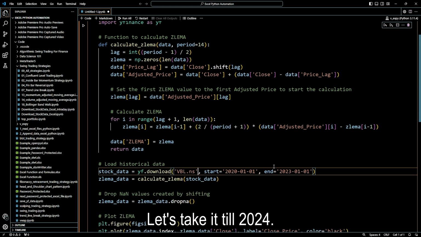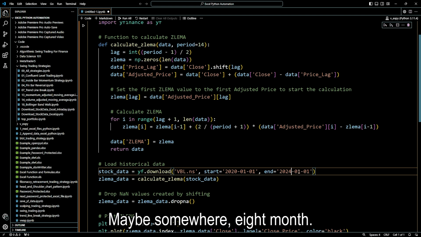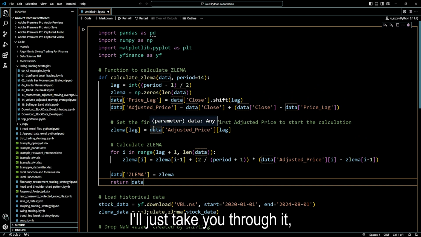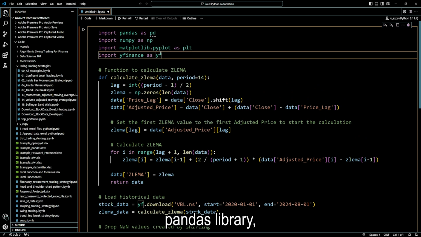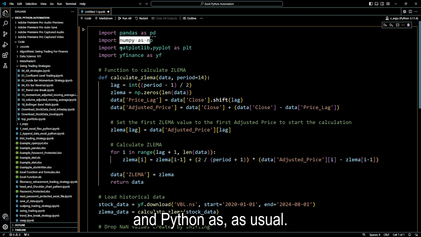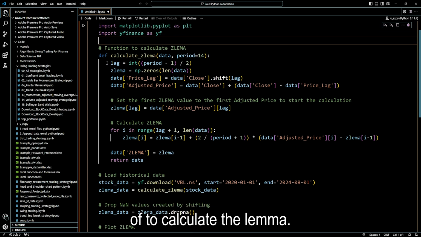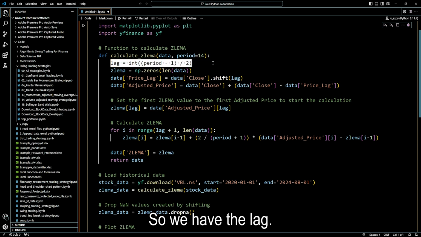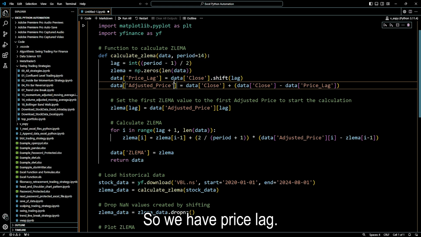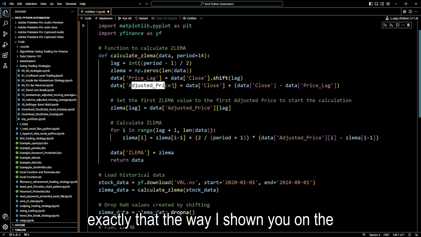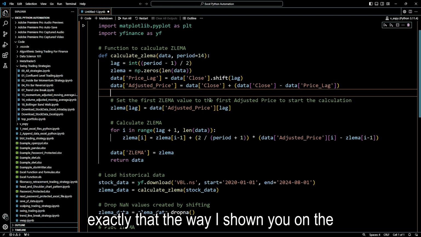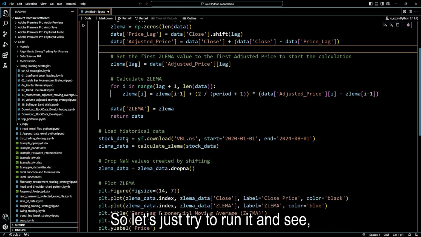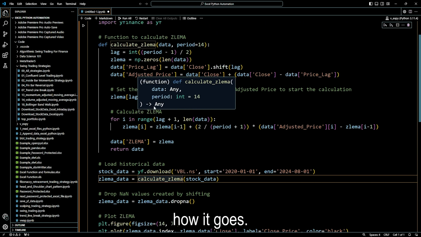Let's take it till 2024, maybe somewhere the 8th month, right? So yeah, I'll just take you through what it is. So we have the pandas library, we have numpy, matplotlib and yfinance as usual. So this is the function to calculate the ZLEMA. Like I mentioned in the Pine code, we have the lag, we have ZLEMA, how we calculate it. So we have price lag and then the adjusted price, exactly the way I showed you in the Pine code, right? And then we have historical data. So let's just try to run it and see how it goes.